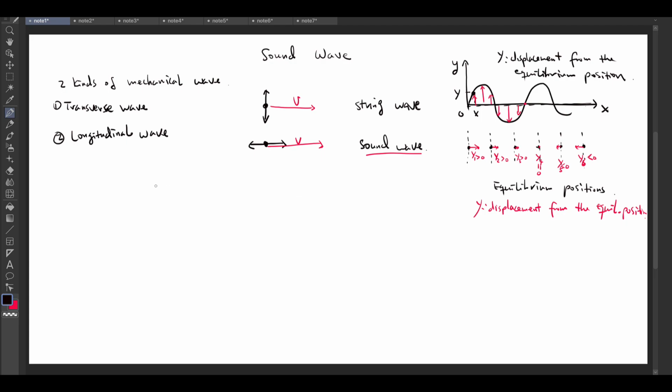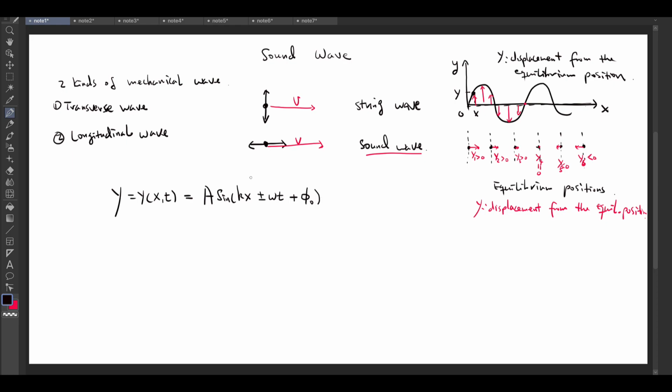We can still write down y as a function of position and time. And if the wave source is oscillating with simple harmonic motion, then we should have a similar equation to what we had earlier for string waves. So it's given by a sine of kx plus or minus omega t, depending on a right moving wave or left moving wave, plus phi naught. Similar kind of equation.